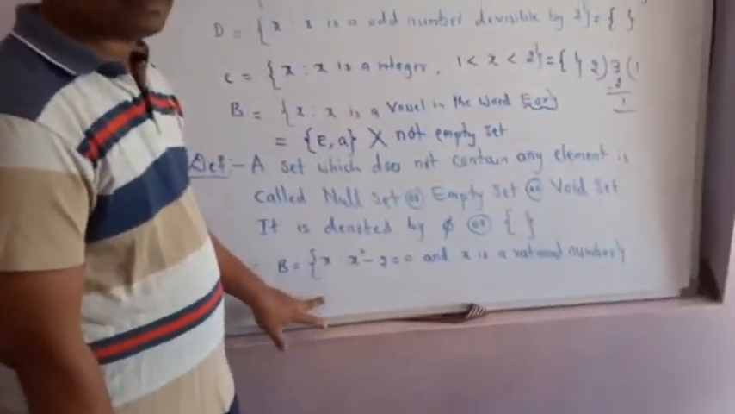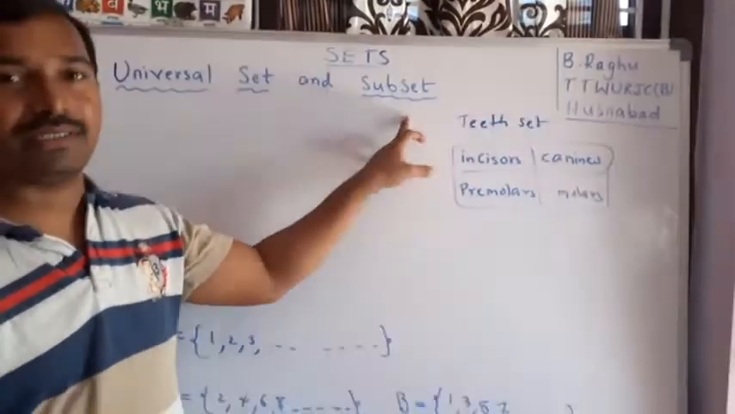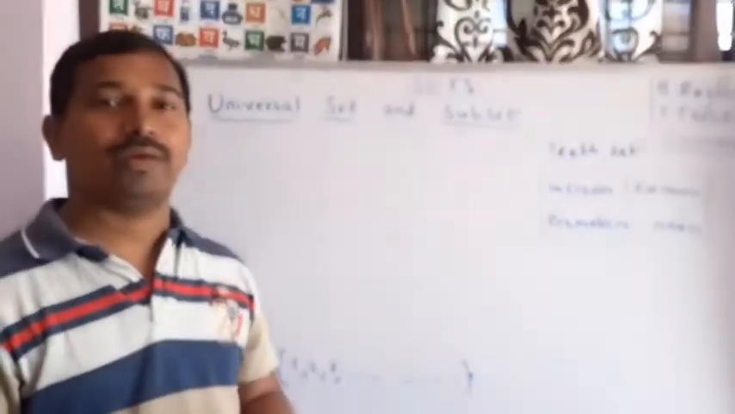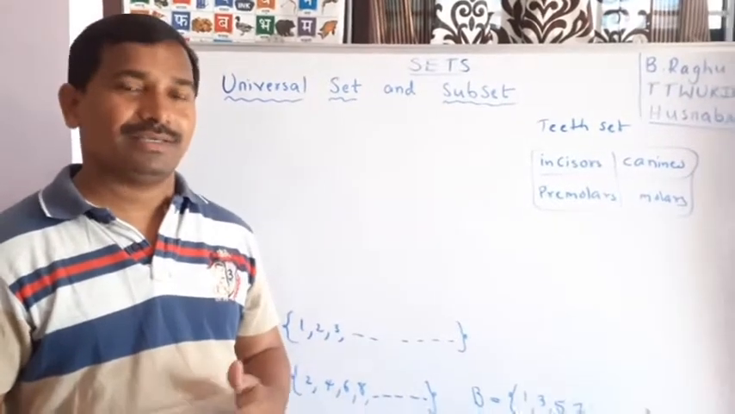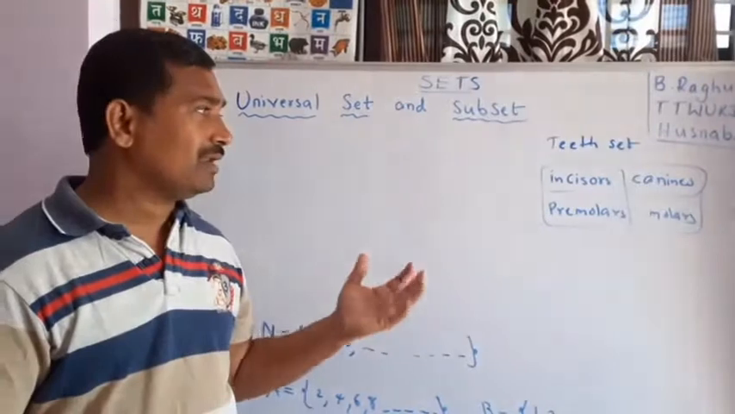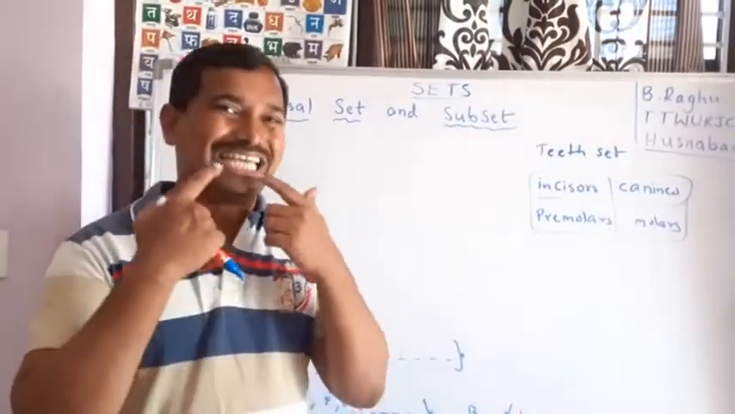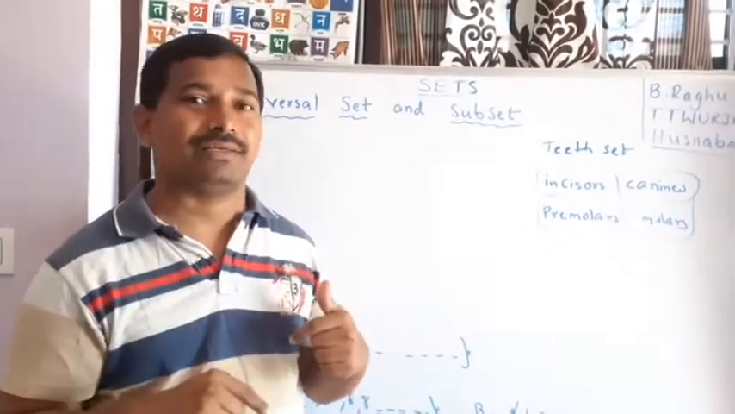Okay. So let us learn universal set and subset. To discuss the universal set, what do you know about universal? Many times we can see universal. Let us see universal mathematically in the concept. Universal, for example, if you take the teeth, in these teeth we have different types of teeth.